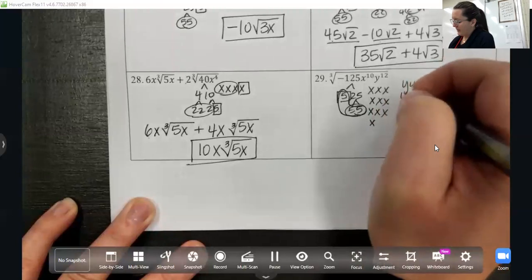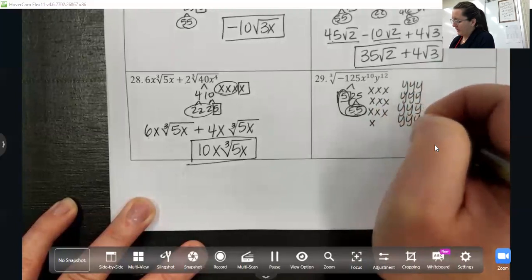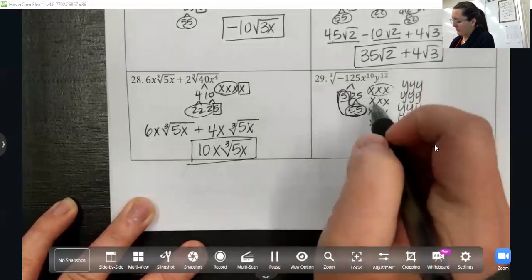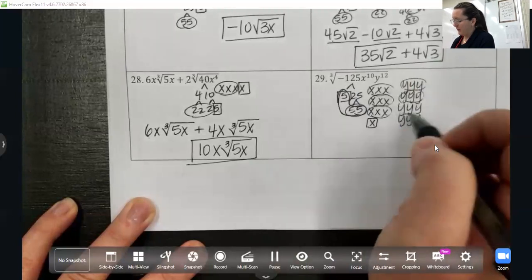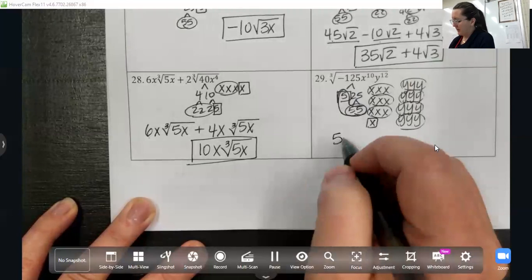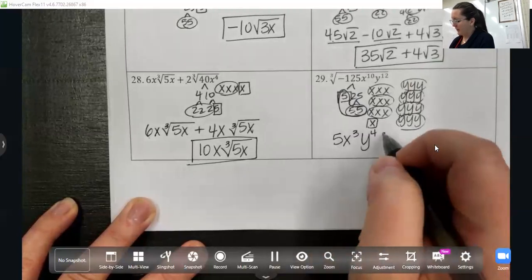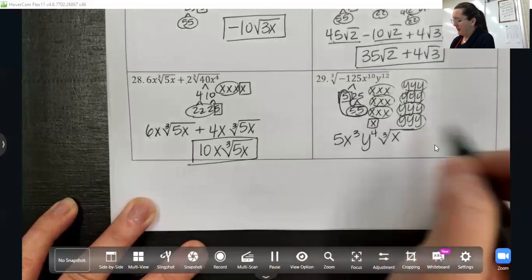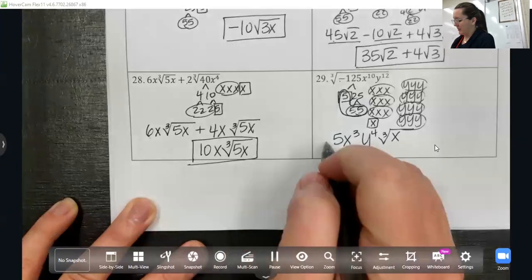12 y's. You can use the division trick here too. All right, so looking for groups of 3, that one stays. Looking for groups of 3, I can group all of them. So 5 comes out, 3 x's come out, and 4 y's come out. And the cubed root of just an x inside. Notice I want to know what multiplies 3 times that's negative. This number is negative out here.